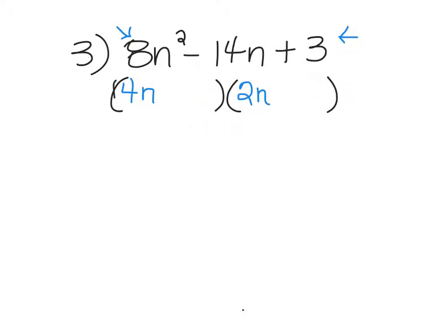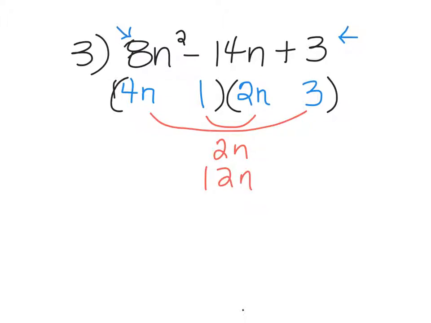So I'm going to erase that, and I'm going to put the 1 here and the 3 here. Now before I mess with the signs, I'm just going to double check that this is going to work out. So 1 times 2n is 2n, and 4n times 3 is 12n. So when I add those together, I do get my 14n. The only way I'm going to get negative 14n is if they are both negative. So I'm going to put that up there.